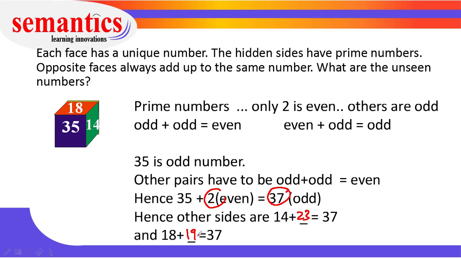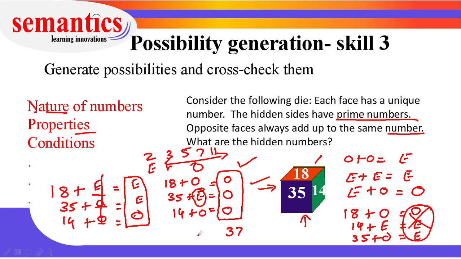So if you observe, I have listed three possibilities and I've checked them with respect to the condition that they have to be the same number, and then I eliminated the wrong ones, and only then was I able to get the answer. This is what we call possibility generation.